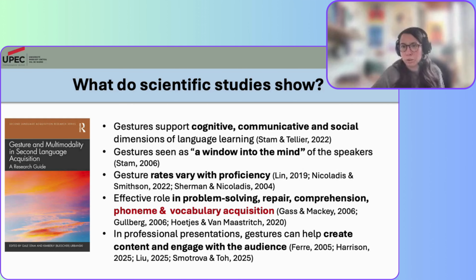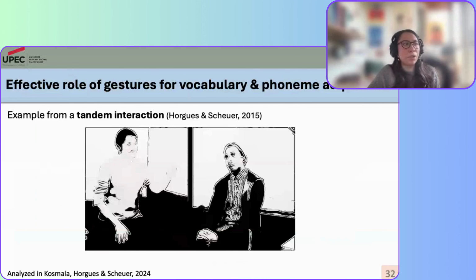I mean, there are some experimental studies with participants looking at stimuli in different conditions. So with or without audio, with a gesture, without a gesture, and they've been shown to be quite effective. But even outside of experimental settings, it's something you can observe in conversation as well. And so I'd just like to show another example of how gestures can be beneficial for vocabulary and phoneme acquisition.